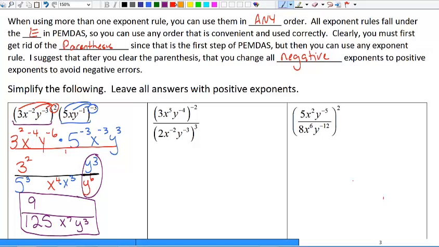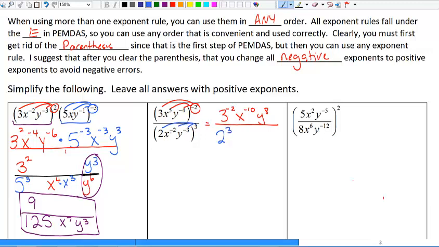On our next problem, we're going to clear the parentheses first by taking the negative 2 and distributing it, which gets me 3 to the negative 2, x to the 5 to the negative 2, 1 base and 2 exponents, that's a multiply. Y to the negative 4 to the negative 2, 1 base, 2 exponents, that's a multiply, and I get positive 8. In the denominator, the 3 goes to all 3 bases as well, so that gets me 2 cubed.